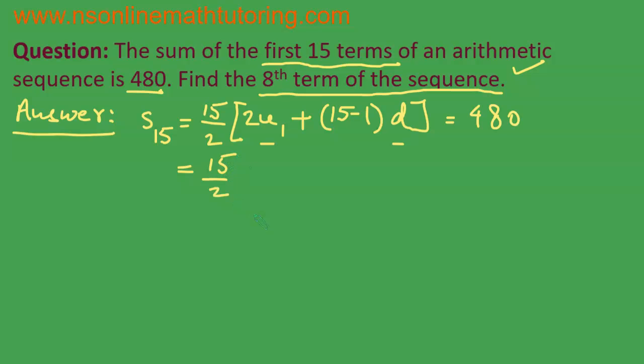So it is 15 over 2, and 15 minus 1 is 14. So I can take out the common factor 2. I have taken out the common factor 2 and it becomes U1 inside the parenthesis, because 2 times U1 gives us 2U1, plus 7D, because 2 times 7 is equal to 14, 14D. I have taken out this common factor 2 because I want to cancel these two.